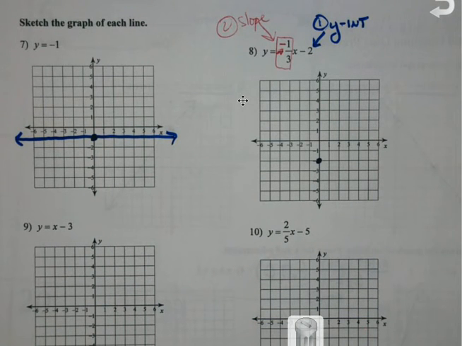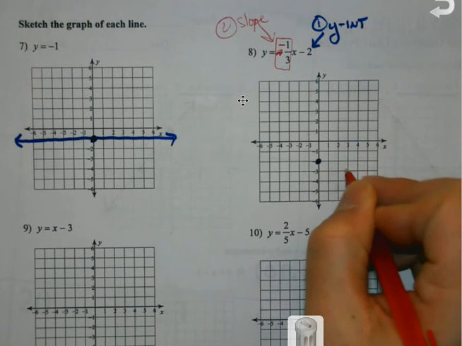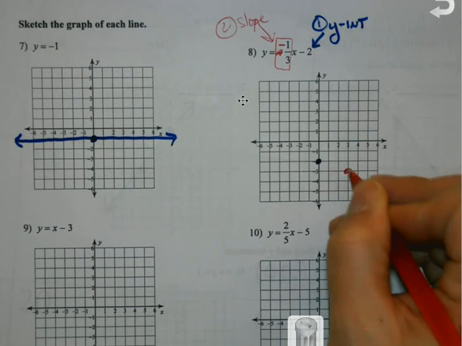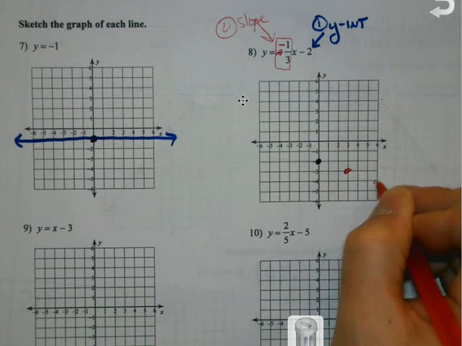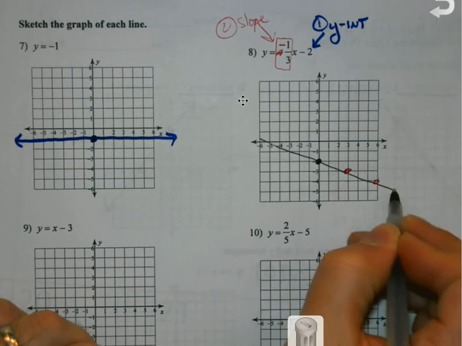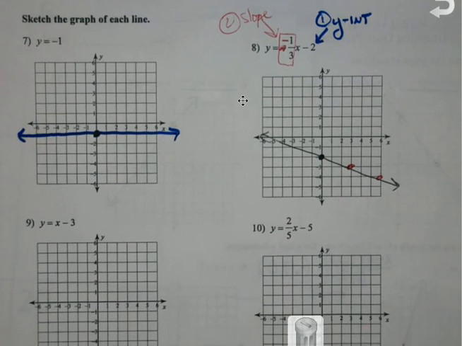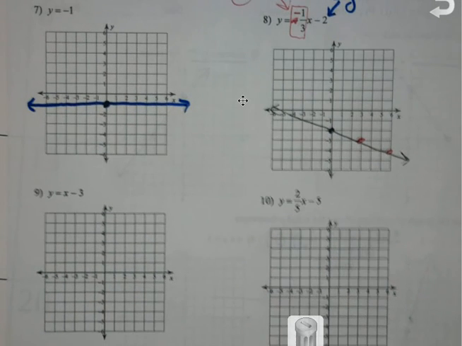So if I have a slope of negative 1 over 3, what does that mean? Yeah, I'm going to go down 1, and I'm going to go right 3. And I always like to make an extra dot. And once I get those dots made, connect the dots, and we're good to go. But that's what we're on the lookout for when we're doing these.